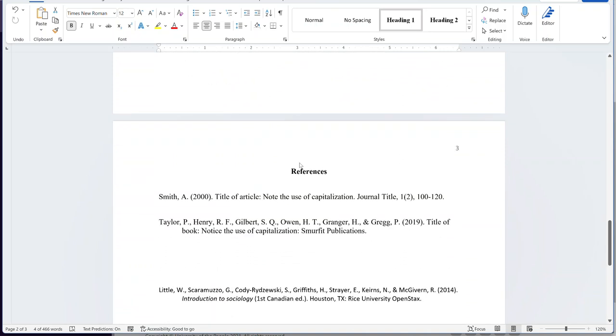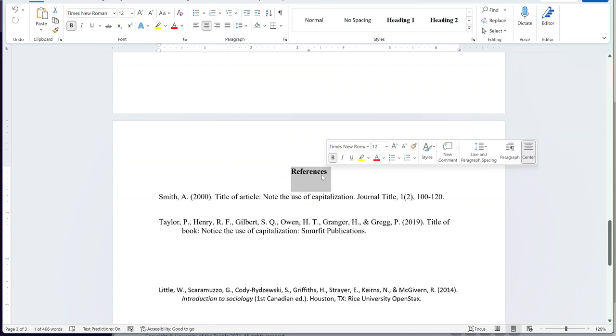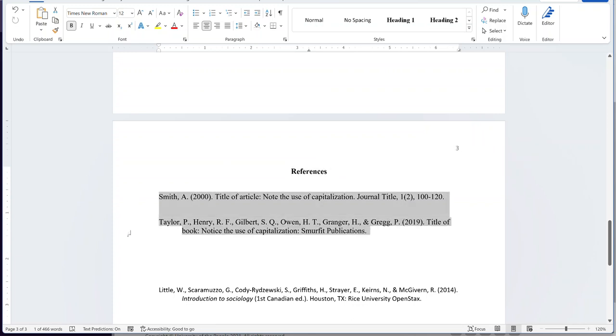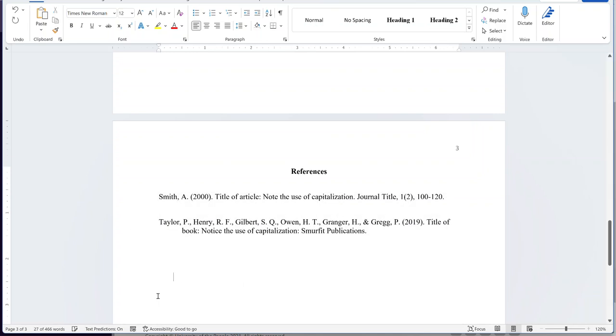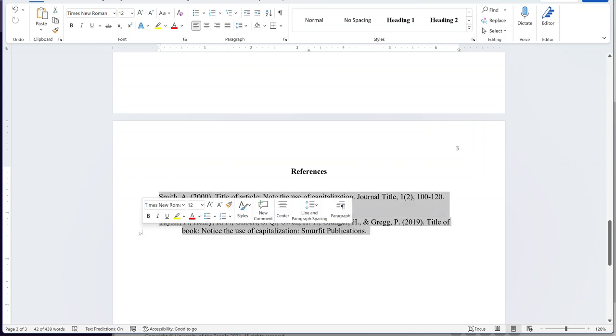Then you want to have at the end of your paper a section called references. This is where, in alphabetical order, you would put your references. Now this shouldn't be there necessarily, but this is where you would put your references in alphabetical order. Okay.